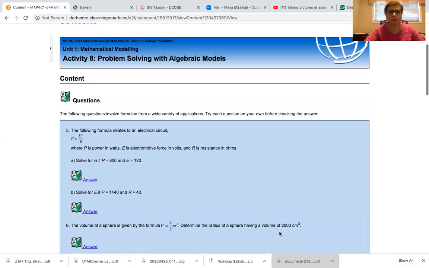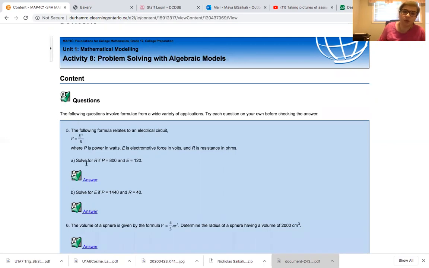So the following questions involve formulas from a wide variety of applications. Try each question on your own before checking the answer. Let's look at these questions. All right, so the first question: the following formula relates to the electric circuit. P equals E squared divided by R, where P is power in watts, E is electromotive force in volts, and R is resistance in ohms. Solve for R if P is equal to 800 and E equals 120.